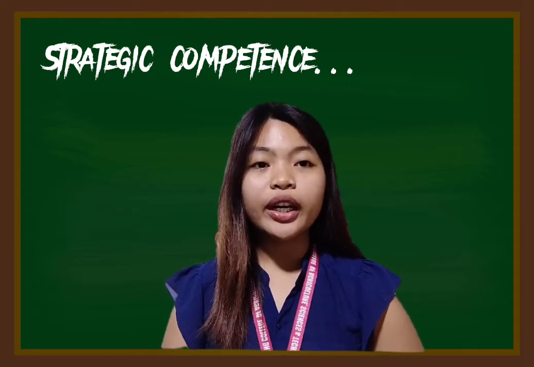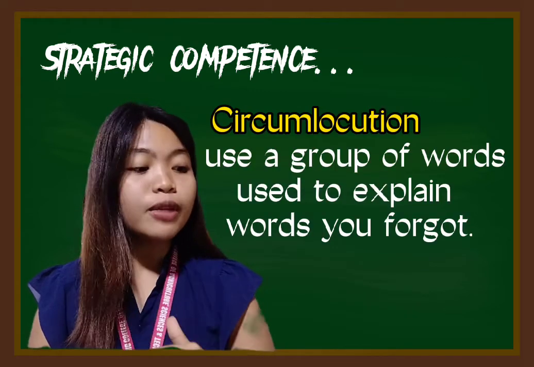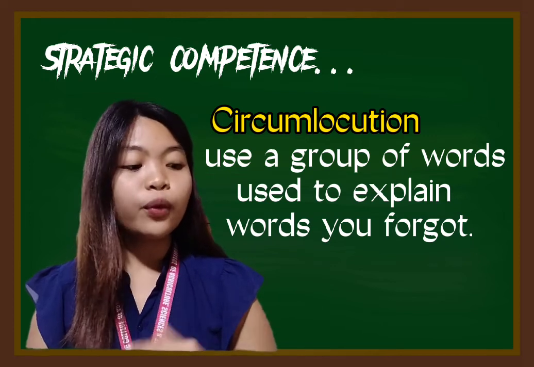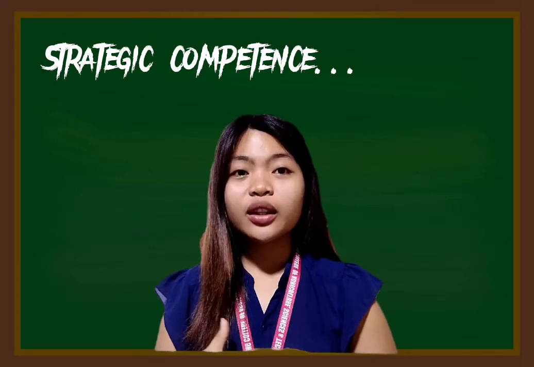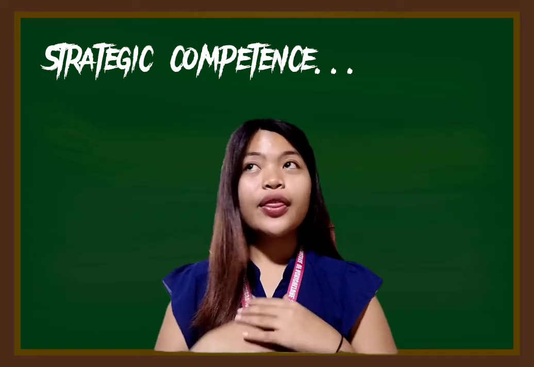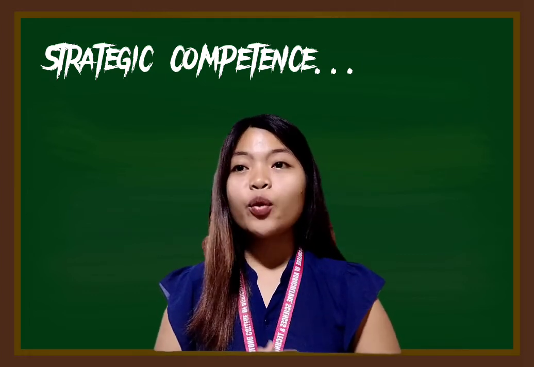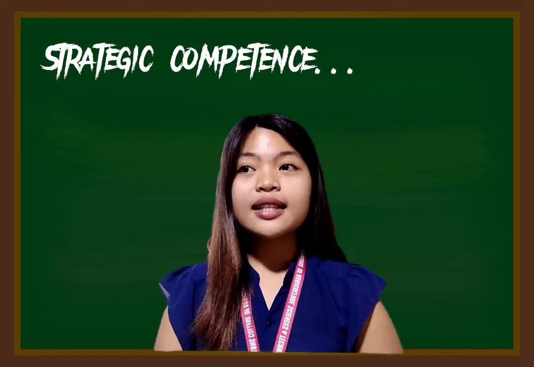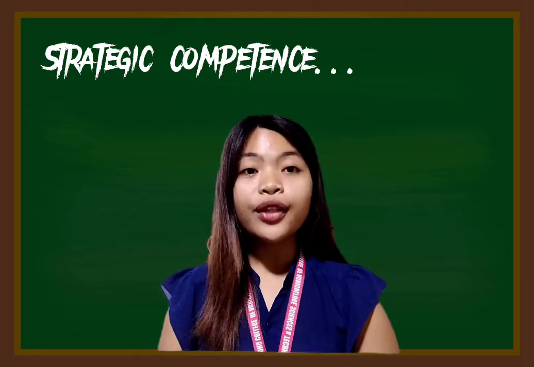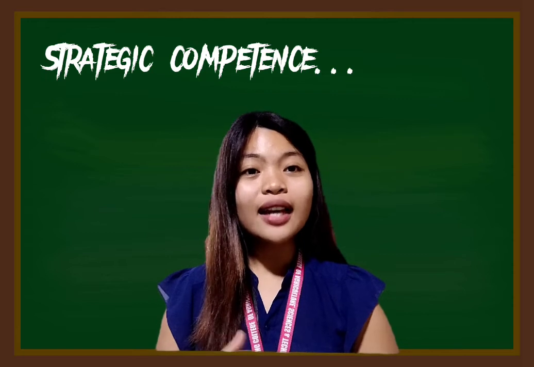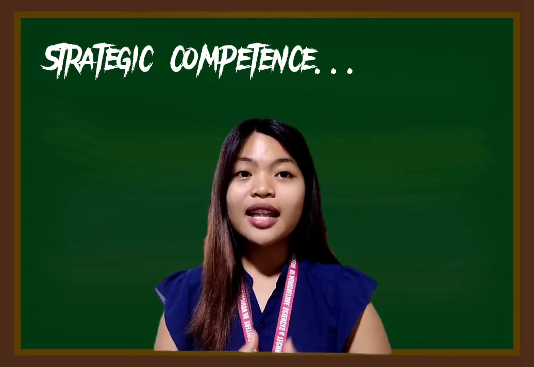When you happen to forget a word, we can use the circumlocution strategy. Circumlocution means you use a group of words to explain the word that you forgot. For example, when we happen to forget the word kitchen, we can say that this is where we cook and prepare our food. Another one, when we forget the word bag, instead of stopping the communication, we can say that this is where we put our things when we go to school. So that is circumlocution, and that is where strategic competence takes place.